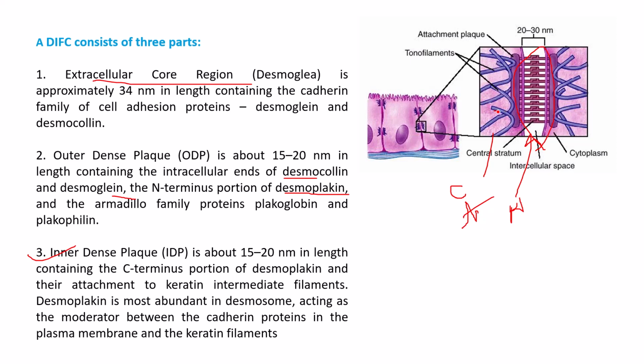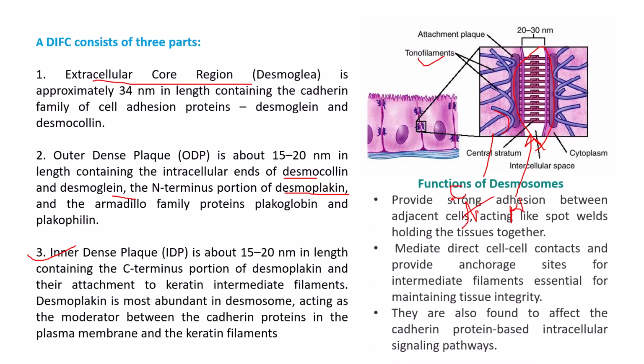So these blue portions are the intermediate filament, that is the keratin, and a single intermediate filament thread is called a tonofilament. Fine. So desmoplakin is most abundant in desmosomes and it acts as the mediator between the cadherin protein in the plasma membrane and the keratin filament. So this desmoplakin, which is made up of two proteins, that is desmoglein and desmocollin, they join together to form desmoplakin, and this desmoplakin is helping cadherin and the intermediate filament to join together.